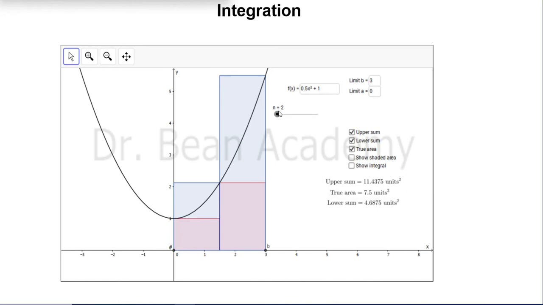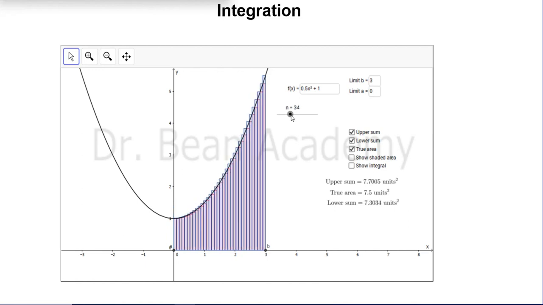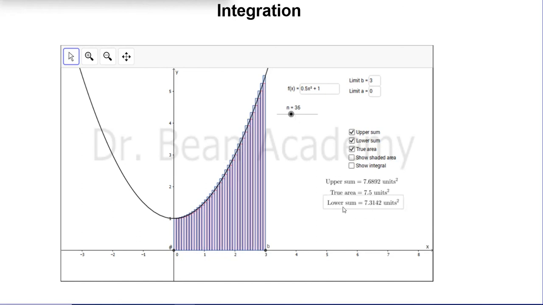So as you can see, now I am increasing the number of rectangles. You see that as I am increasing the number of rectangles, the area from the lower sum and upper sum is getting closer to the true value. And when they become infinite, of course, they will become equal. So you see 7.3, 7.5, 7.6. And now even the relative errors, even these values are still different, you see.